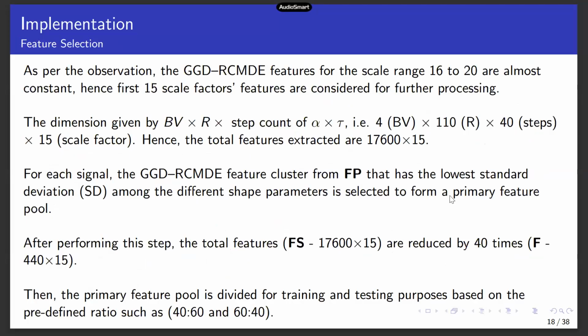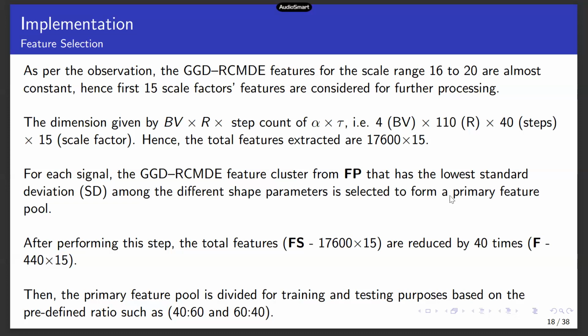As we used GGD CMDE features for the scale range from 1 to 20 or so, we obtained a dimension of 17,600 by 15. For each signal, the GGD CMDE feature cluster that has the lowest standard deviation among the different shape parameters is selected to form a primary feature pool. After performing this step, the total features, almost 17,600 by 15, are reduced by 40%. That is 40 by 15.